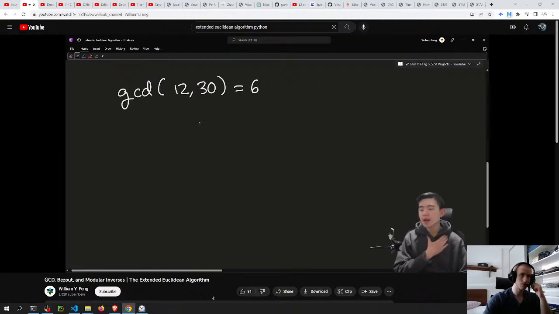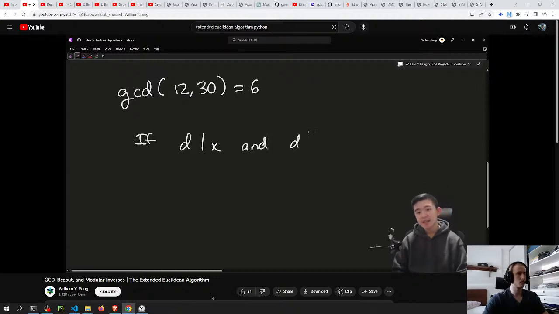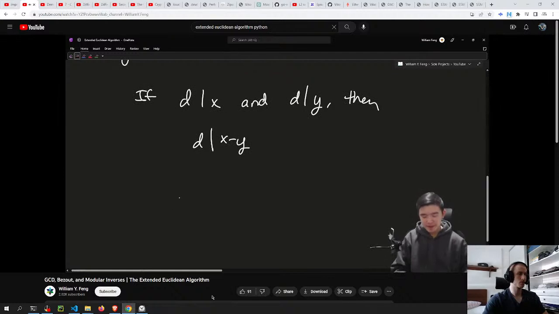Well, we're going to use a quite useful theorem. It's not really a theorem, it's not that complicated. It states that if d divides x and d divides y, then d divides x minus y. If you think about this for a bit, it makes intuitive sense, but we can prove this rigorously. We don't really need to, but maybe this will help cement it in your mind.